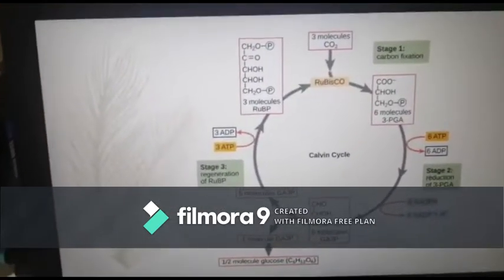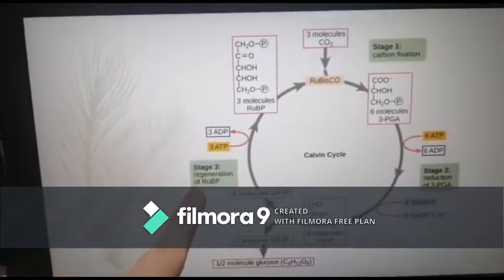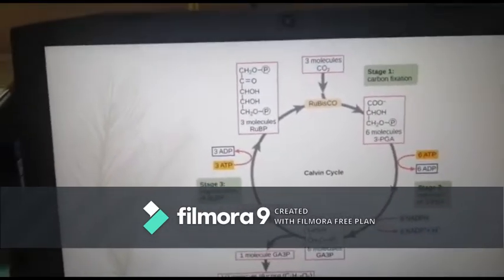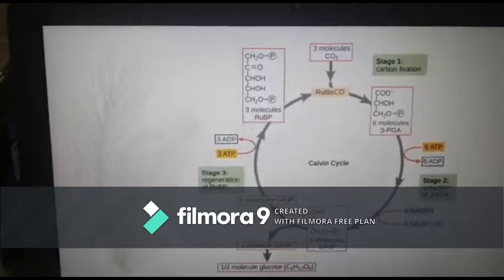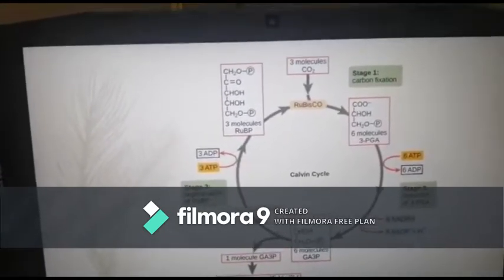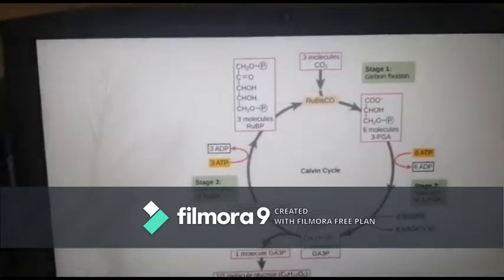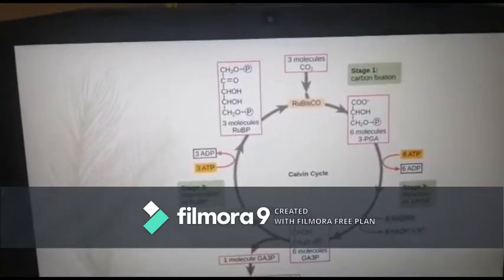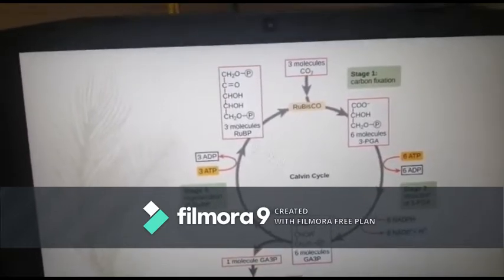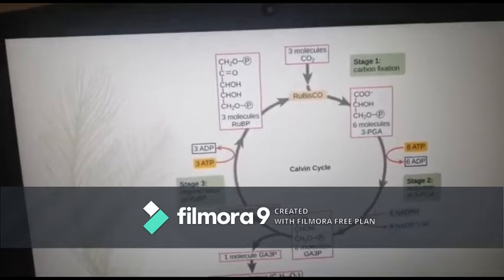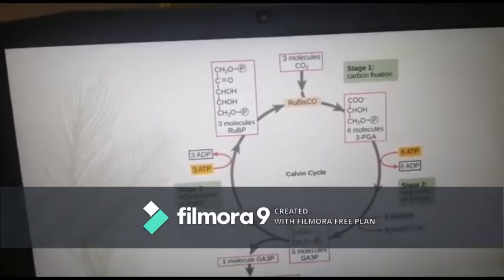So the third stage, the regeneration of RuBP. At this point, only one G3P molecule leaves the Calvin cycle and is sent to the cytoplasm and contributes to the formation of other compounds needed by the plant. Because the G3P exported from the chloroplast has 3 carbon atoms, it takes 3 turns of the Calvin cycle to fix enough net carbon to export 1 G3P.